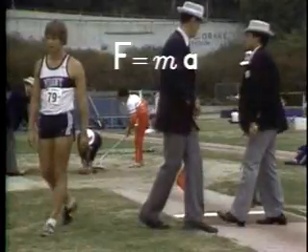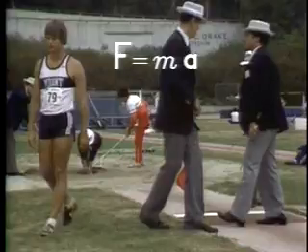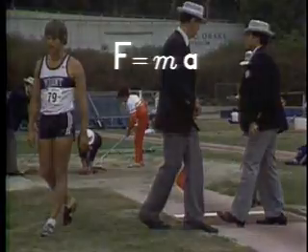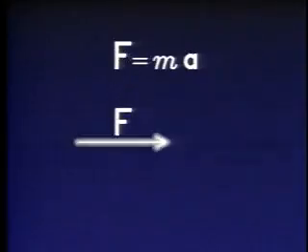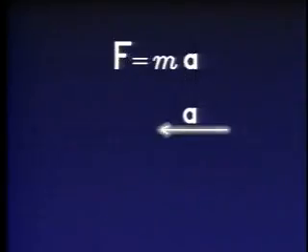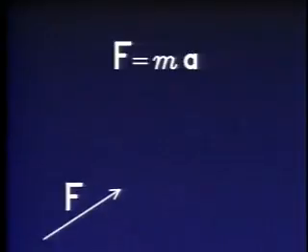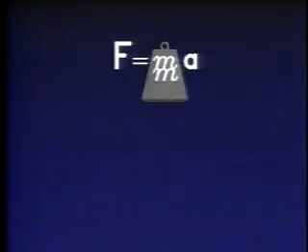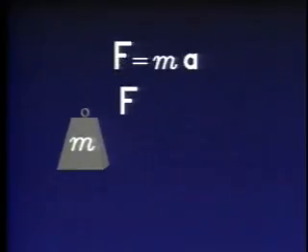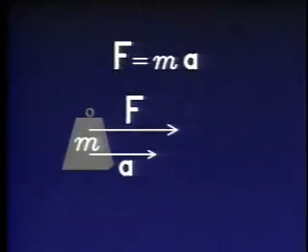For example, a closer look at F equals ma immediately reveals 2 complications. First, F equals ma is a vector equation. Both force and acceleration are vectors. In other words, they have definite directions. In F equals ma, they must have the same direction.